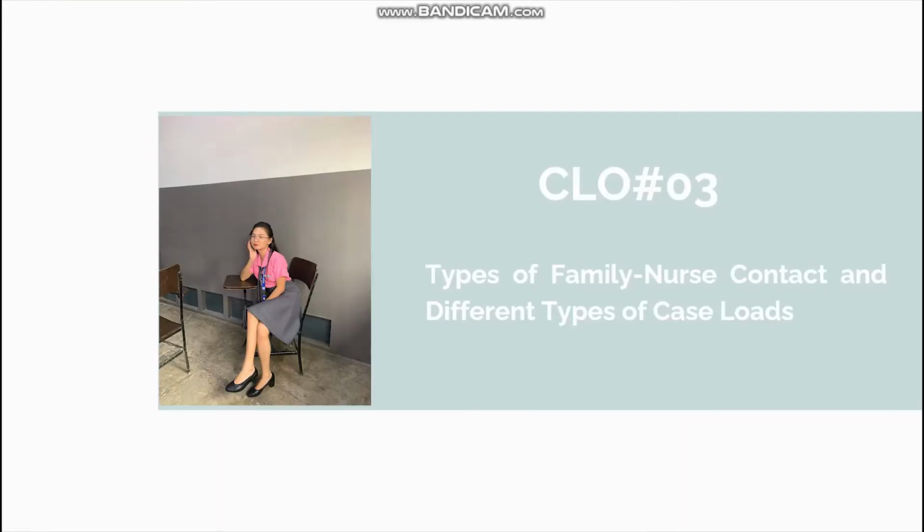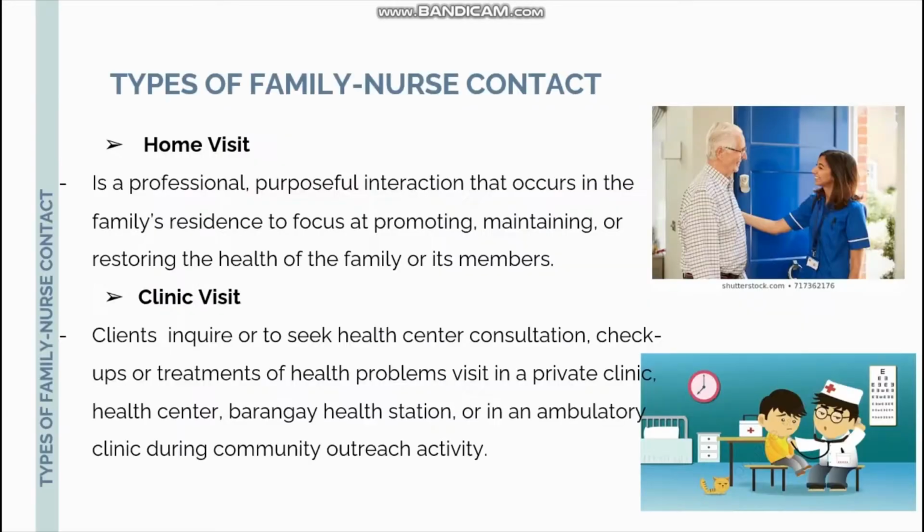CLO number 3, types of family nurse contact and different types of caseloads. Types of family nurse contact. Home visit. It is a professional, purposeful interaction that occurs in the family's residence to focus on promoting, maintaining, or restoring the health of the family or its members. This is when a health caregiver visits a home in the community.